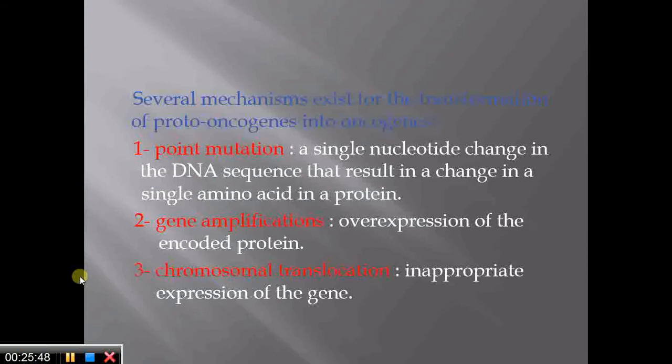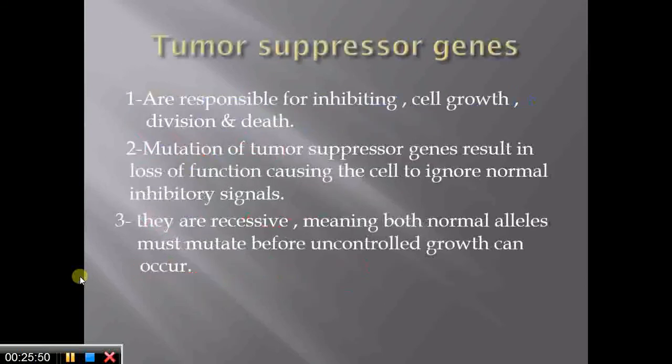Tumor suppressor genes. Tumor suppressor genes are responsible for inhibiting cell growth, division, and death. Mutations of tumor suppressor genes result in loss of function, thereby causing the cell to ignore normal inhibitory signals. Tumor suppressor genes are recessive, meaning both normal alleles must mutate before uncontrolled growth can occur.